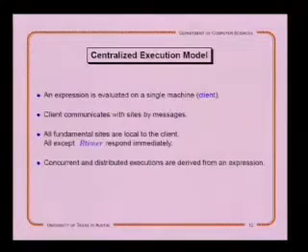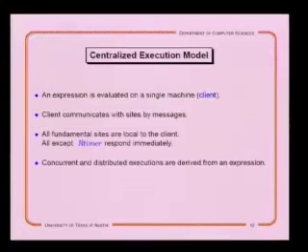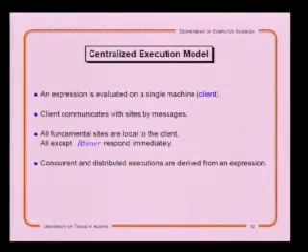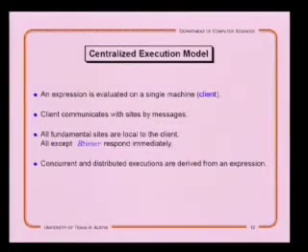So let's write some programs. So this is a centralized execution model. An expression is evaluated on a single machine. And this is, again, not a physical limitation. This is a sort of a logical thing. I want you to think of it that way. But in reality, that's not what happens. And if you think of the expression that we're evaluating, call that a client, it communicates with sites by messages. And all fundamental sites are local to the machine, and our timer is also local to the machine.